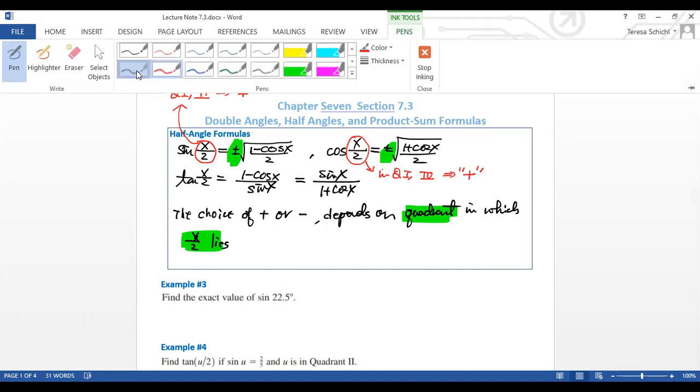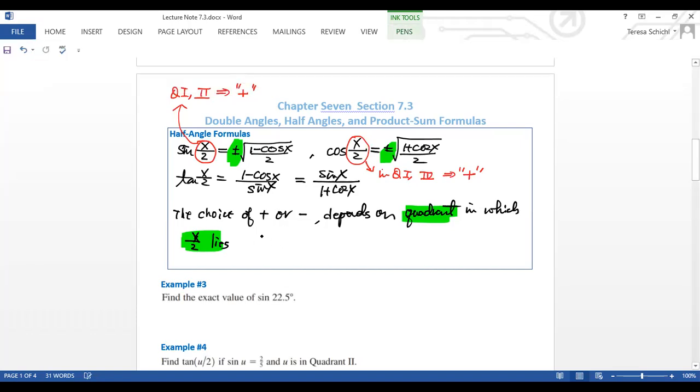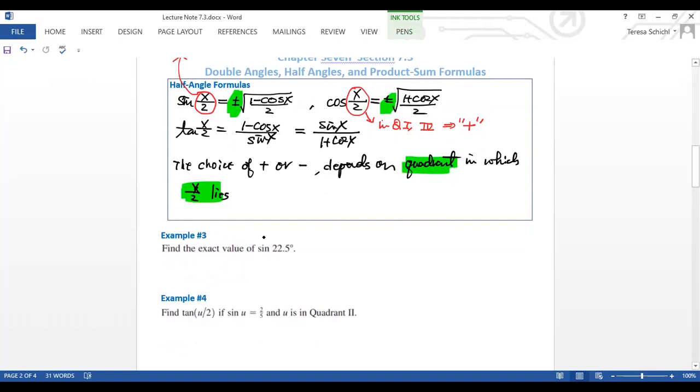All right, now let's take a look. Find the exact value of sine 22.5. Okay, 22.5, so that means this is the half angle of 45 over 2, right? Okay, so now I can say this is the sine of 45 over 2, right? So my x here is 45.